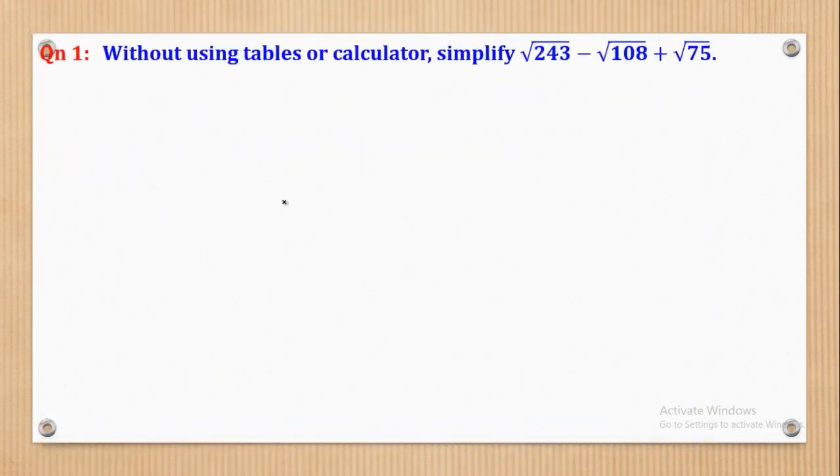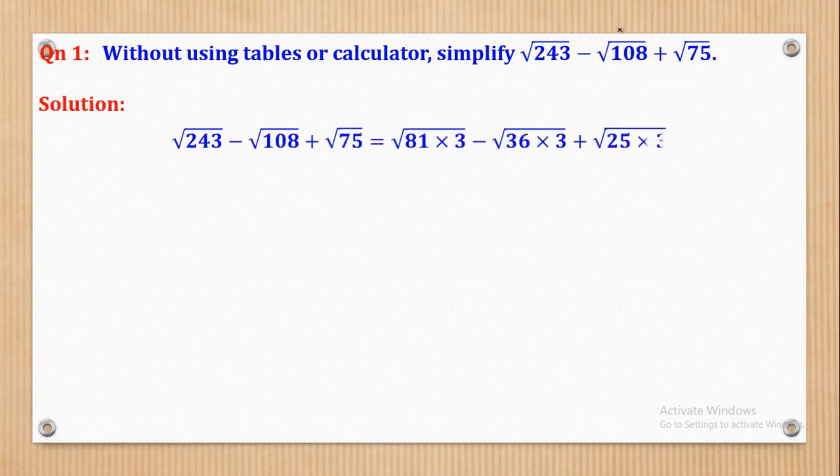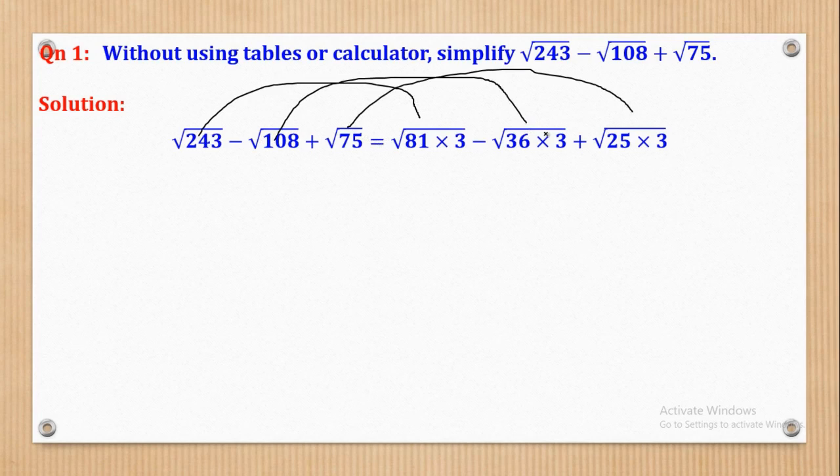Now let's go through some of the questions. Question 1 says, without using tables or calculator, simplify this. First of all, we have to remember to simplify them to be a product of a square number and any other number. So this 243 is the same as 81 times 3, 108 is the same as 36 times 3, 75 is the same as 25 times 3. So these are square numbers.